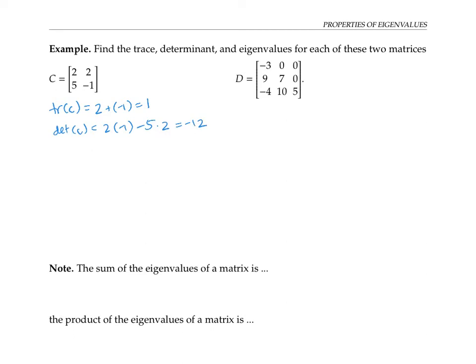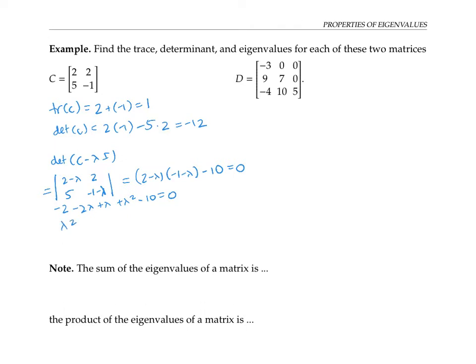To calculate C's eigenvalues, let's take the determinant of C minus lambda I, so that's equal to the determinant of the matrix with entries 2 minus lambda, 5, 2, and negative 1 minus lambda, which works out to 2 minus lambda times negative 1 minus lambda minus 10, and we'll set that equal to 0 and simplify to get negative 2 minus 2 lambda plus lambda squared minus 10 equals 0. So that means that lambda squared minus lambda minus 12 equals 0. We can factor that to get lambda minus 4 times lambda plus 3 equals 0. So lambda equals 4 or lambda equals negative 3 are the two eigenvalues.